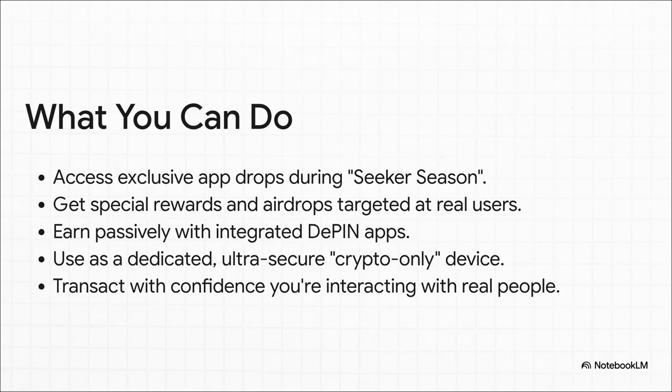You can get special airdrops and rewards because developers know you're a real person. You can even earn money passively with DePIN apps. That's decentralized physical infrastructure, where your phone helps power real-world networks. Or, if you're really security-focused, you could just use it as your dedicated super secure crypto phone. But maybe the biggest thing is you can finally transact knowing you're dealing with real people, not bots.